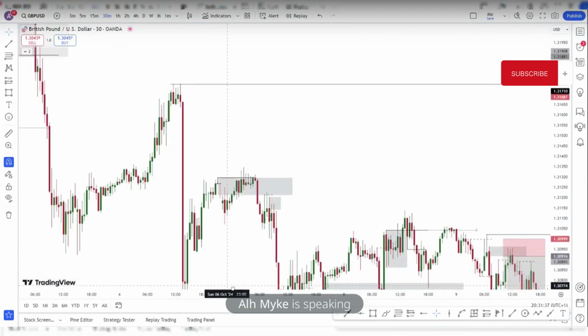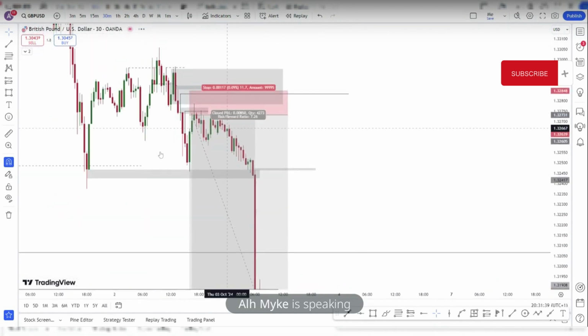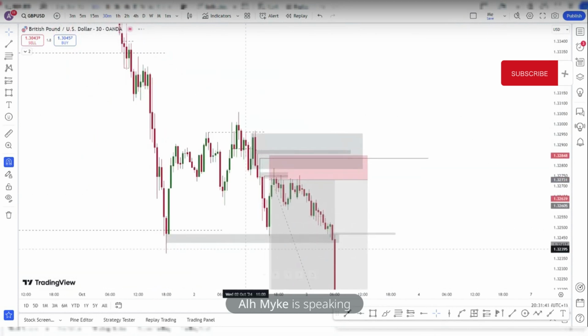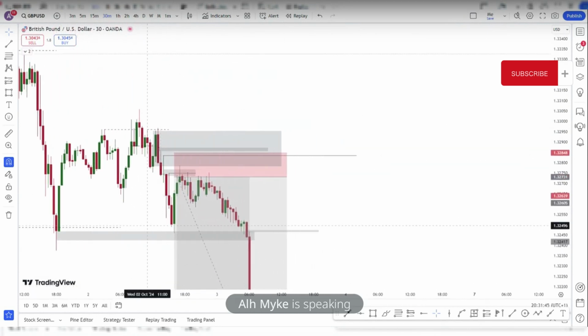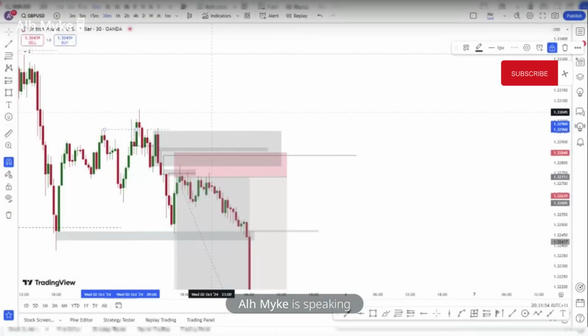Yeah, we'll consider that. So let's see if we can get more examples for you guys. So here, liquidity sweep, structure broken, comes back to tap into the high here. Comes back to tap into the high where the liquidity was swept.